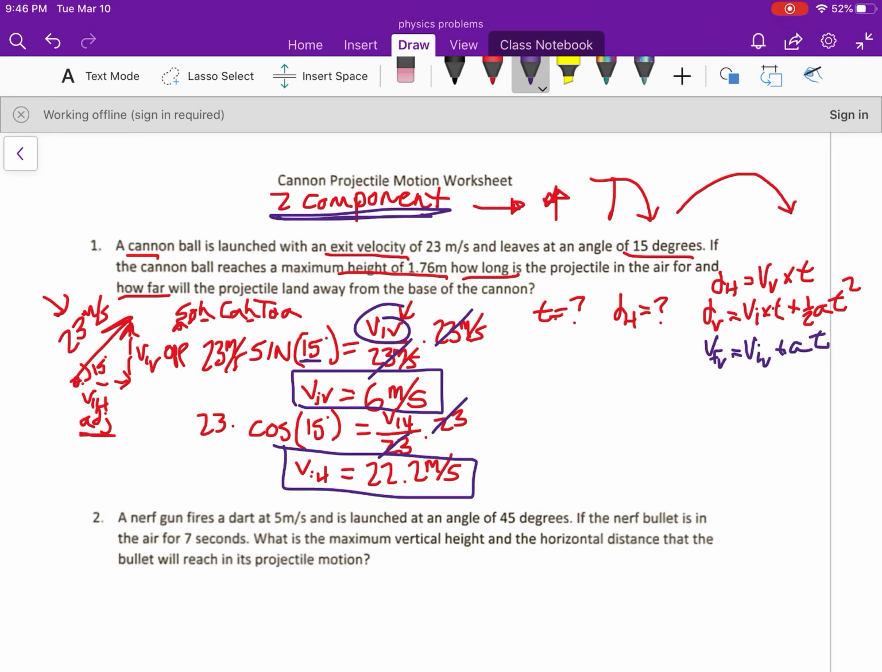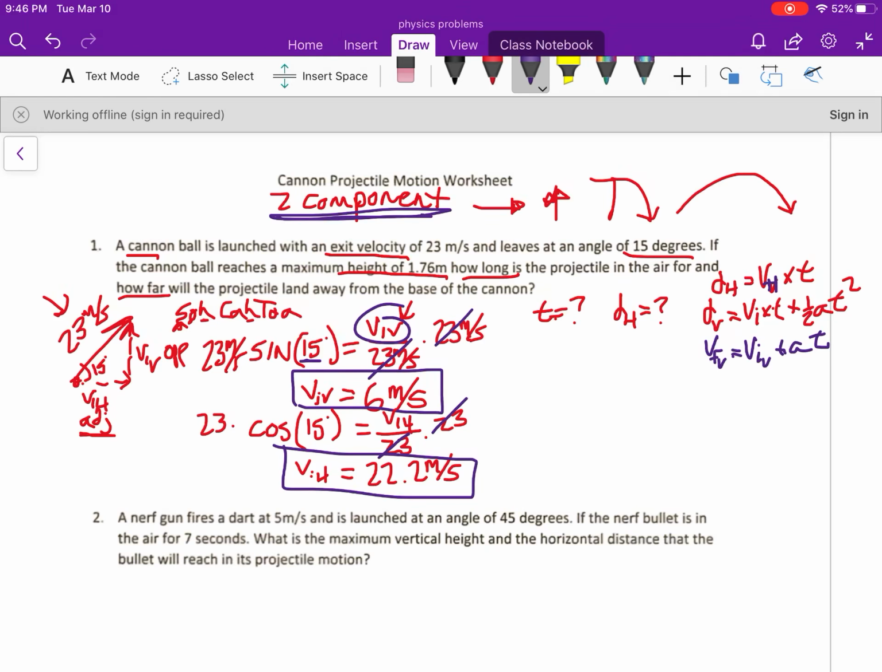Now I can start plugging some of these values into my equations. The first thing that we're going to solve for is how long, the time. I'm just going to go down the list of my equations and see which one I can use. Do I know my distance horizontal? No. Do I know my initial vertical or my initial horizontal velocity? That should be horizontal.